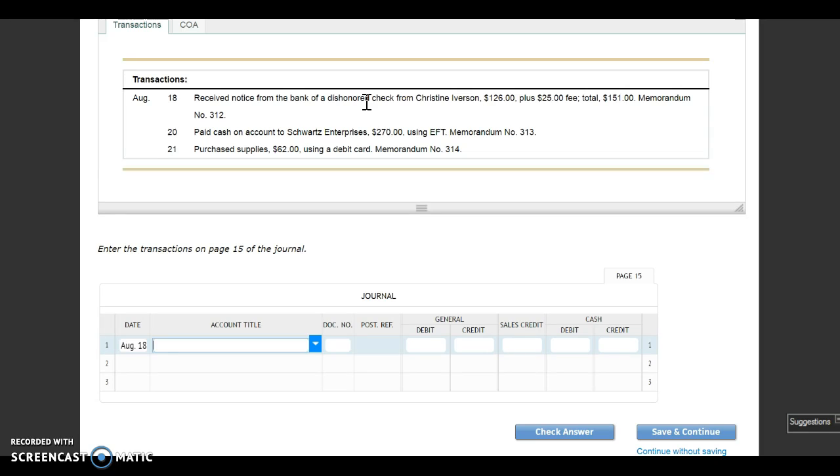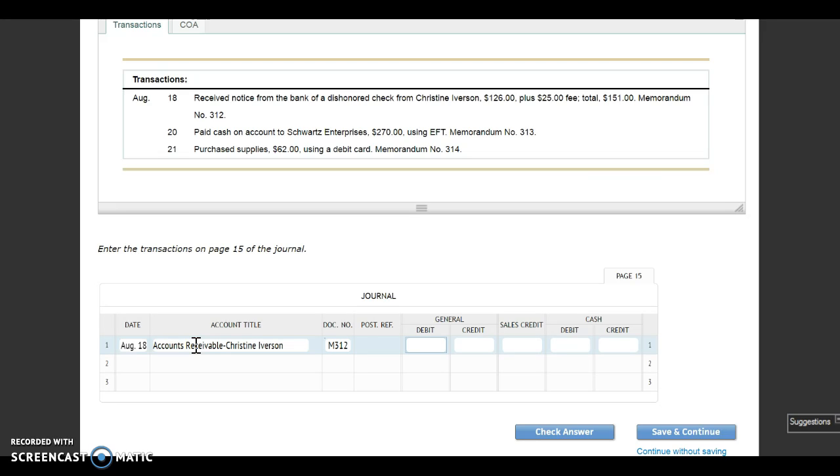Now, I'm going to have to pay for that, so that tells me that's going to be a cash credit. Okay, the other account that I'm going to deal with is this Christine Iverson. So we're going to say that she's going to owe us money. So we're going to put that into an accounts receivable. So I'm going to say accounts receivable. And I'm going to say Christine Iverson. The document number that I'm using is M312, Memorandum 312.